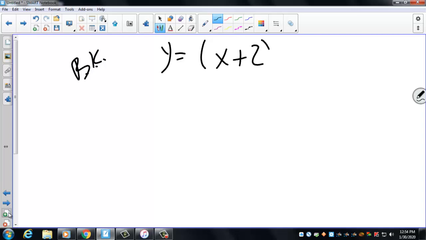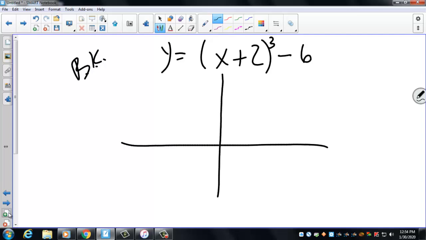x plus 2 cubed, minus 6. Okay, what would that look like? Which one is it? Yes, it is that one. It's the snake.